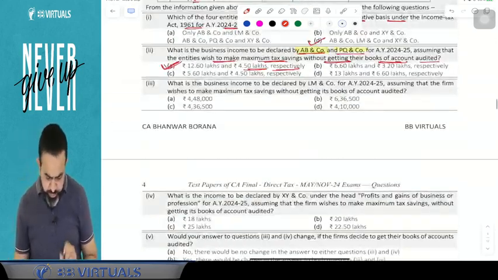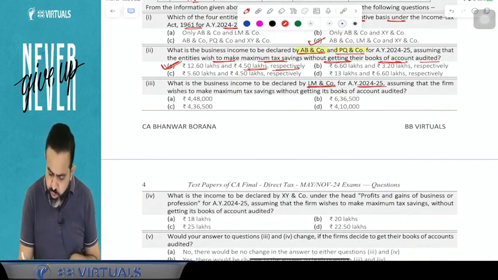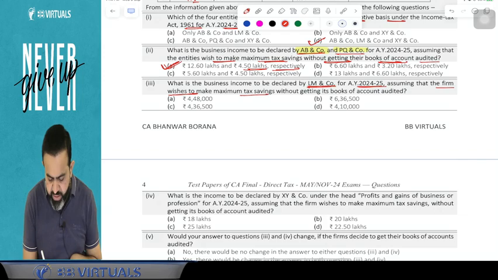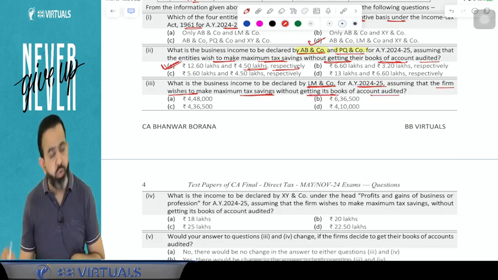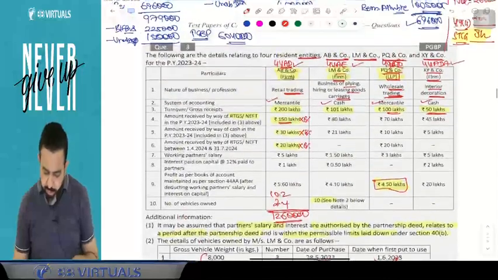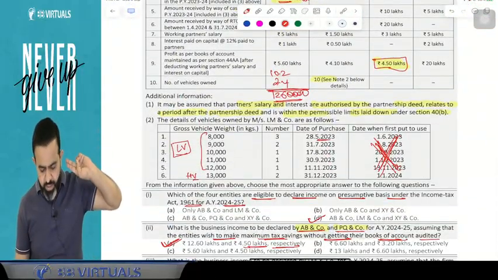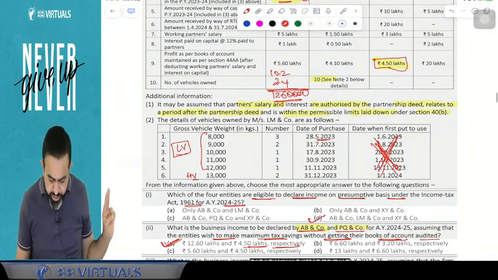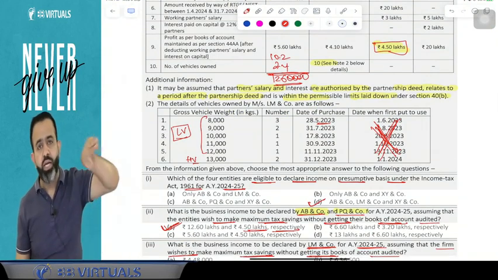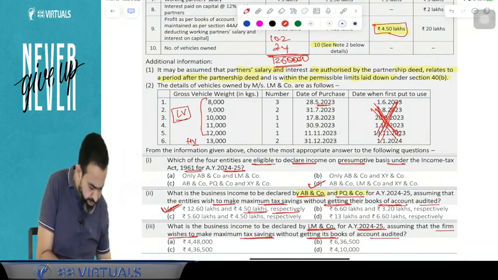After that, next question. What is the business income declared by Element Company for the assessment year 24-25, assuming that the firm wishes to make the maximum tax saving without getting its books of accounts audited? They don't want to get their books of accounts audited. Element Company is engaged in plying, hiring and leasing goods carriages. So what should be their business income? Here we have to calculate the income from the vehicles.